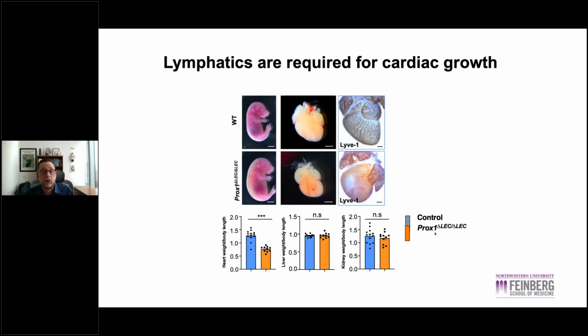And this was already a surprising result. As you can see very nicely in the controls, there are lymphatics on the surface of the heart. However, in the nulls, there are no lymphatics whatsoever, but the surprising result was that the heart was one third smaller. That was a really surprising, totally unexpected result. And one third smaller is a lot. You would die with that size of a heart. Obviously, the argument was that Prox1 does a lot of things and is expressed in a variety of tissues, so maybe it's Prox1 specific.